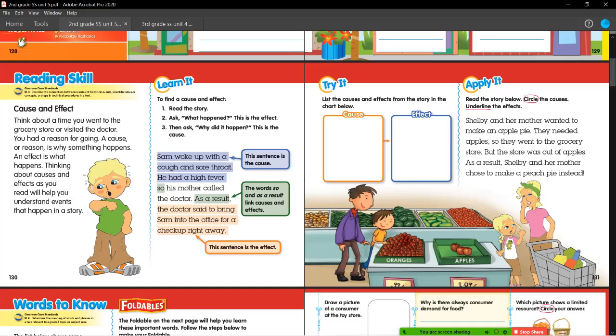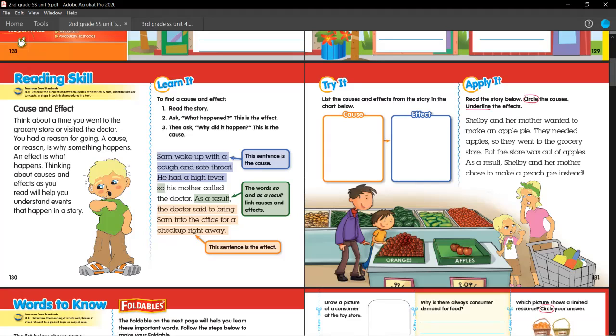Shelby and her mother wanted to make an apple pie. They needed apples, so they went to the grocery store, but the store was out of apples. As a result, Shelby and her mother chose to make a peach pie instead. So we have 2 causes and 2 effects here. So our first cause is that Shelby and her mom wanted to make an apple pie. So we're going to circle that as our first cause. The effect was that they went to the grocery store to find the apples.